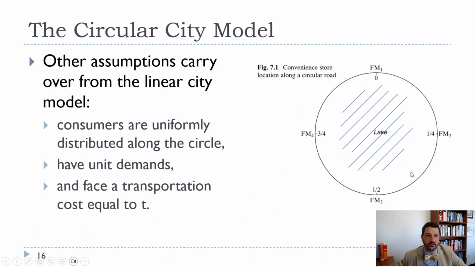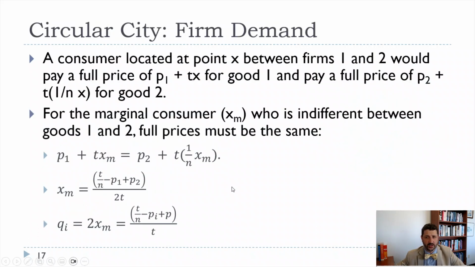One of the other ways that we can do this is with what we call a circular city model. And here consumers are uniformly distributed around the city. Firm 2 and firm 3 will compete for these consumers, firm 1 and firm 2 will compete for these consumers, etc. And they still have a transportation cost. This is an interesting differentiation for the model because there are no endpoints, so there's nobody that's really farther away from a store than anybody else, on those extremes.